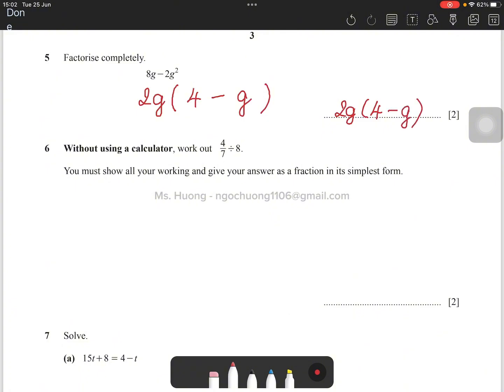Question 6. Without using a calculator, work out 4/7 divided by 8. 8 means 8 over 1. So to divide 4/7 by 8 over 1, we will multiply it by the reciprocal of 8 over 1, which is 1 over 8. And now, 4 times 1 is 4. 7 times 8 is 56. But this is not the final answer because we need to write it as a fraction in its simplest form.